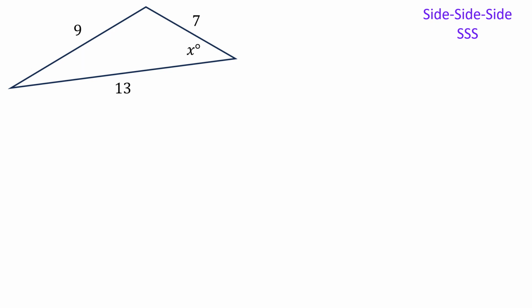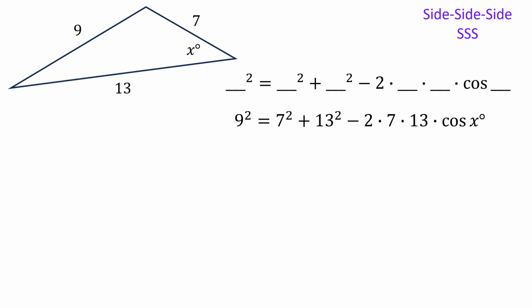Let's learn how to use side, side, side to solve for an angle in a triangle where we know all three sides. You're going to want to use the law of cosines. Let's fill in the blanks. I recommend you hit pause and think about where these numbers and letters came from.